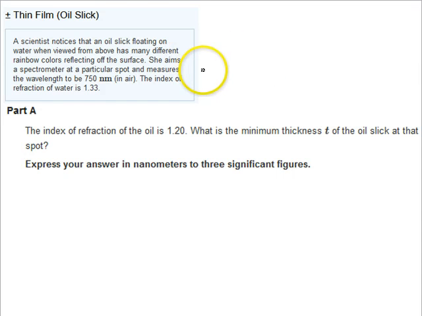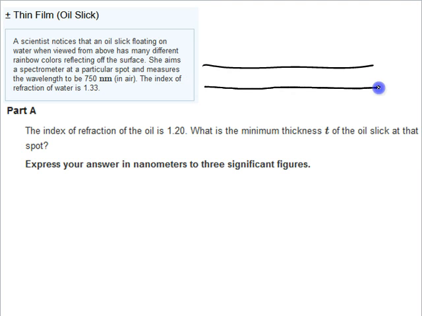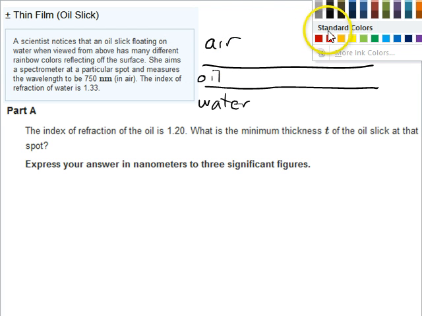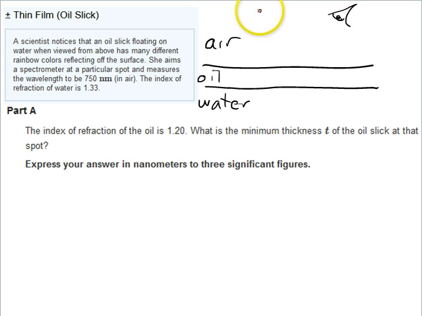Okay, so a scientist noticed an oil slick that is floating on water. So here we have air, here we have oil, and here we have water. And then somewhere up here we have a scientist, and she's looking down. And the way it goes, she's looking at the reflection off of some part of the surface. So for example, it might be reflected sunlight.